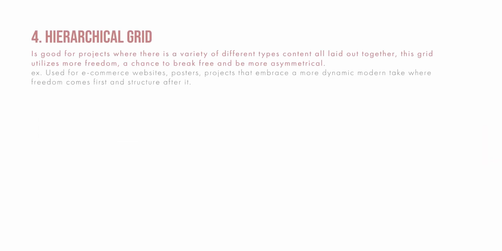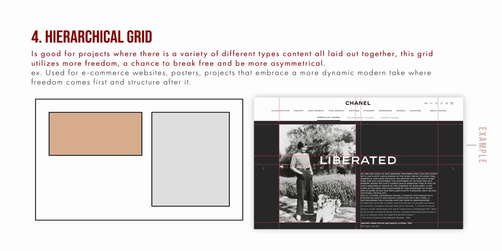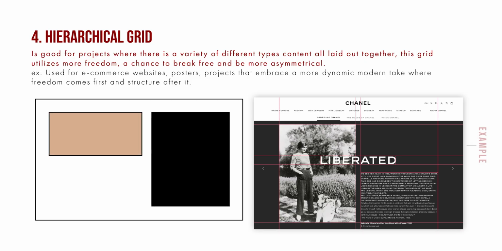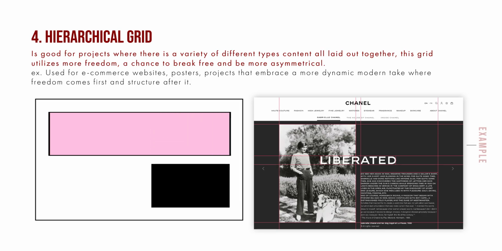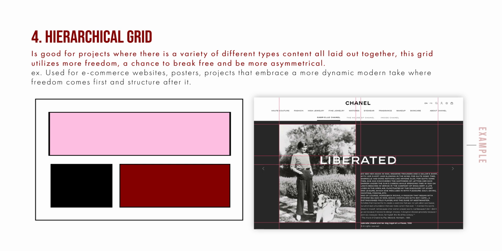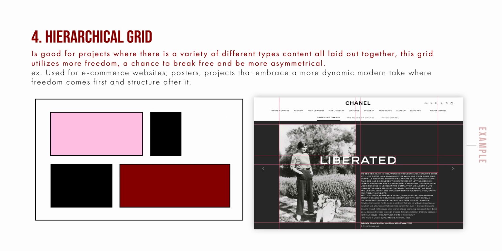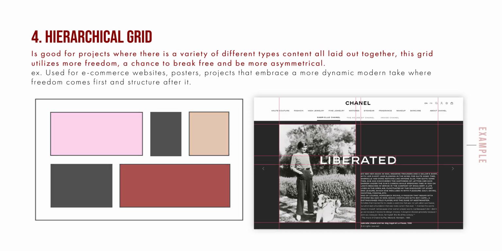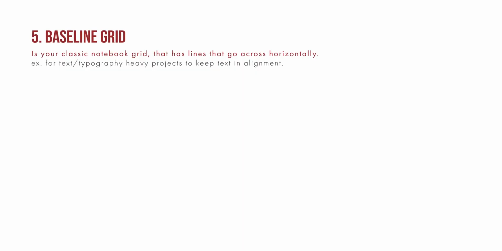Number 4, hierarchical grid. I'm not sure if I'm saying that right, but close enough. Hierarchical grid is good for projects where there is a variety of different types of content all laid out together. This grid utilizes more freedom, a chance to break free and be more asymmetrical. It's used for e-commerce websites, posters, projects that embrace a more dynamic, modern take, where freedom comes first and structure right after it.